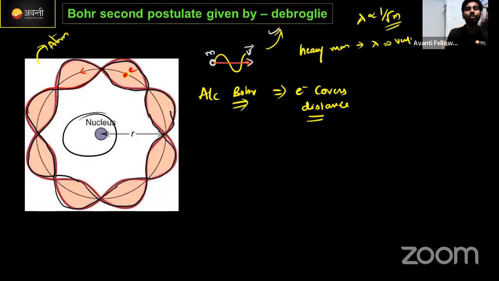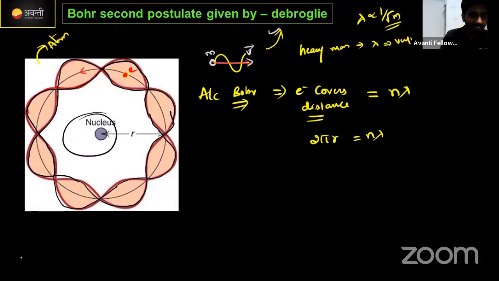No. The electron covers the distance in a circular motion. It is actually equal to n lambda, integral multiple of the wavelength. This is the statement which is given by Bohr. Correct? Now, distance covered by the electron is 2 pi r is equal to n lambda. Correct now? Right, what I'm saying?